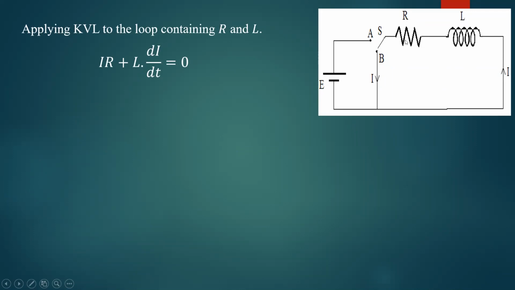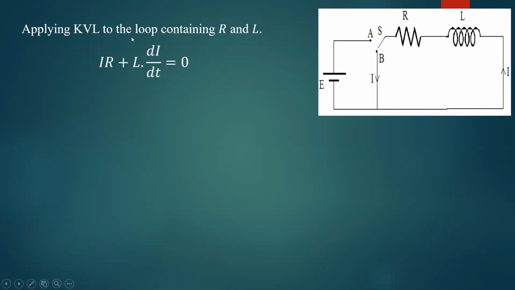The voltage across the resistor is IR. The voltage across the inductor is basically minus L into di by dt. Here the current is decreasing, so di by dt is negative, and minus into minus becomes plus. Since di by dt is negative, the effective voltage across the inductor according to KVL becomes plus L into di by dt, and IR is the voltage across the resistor.